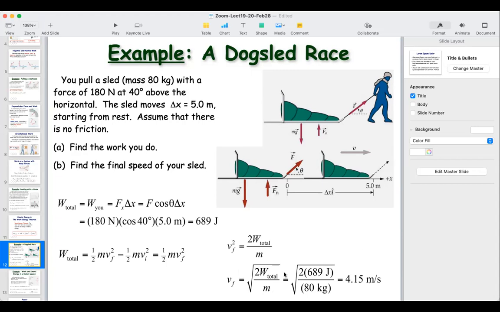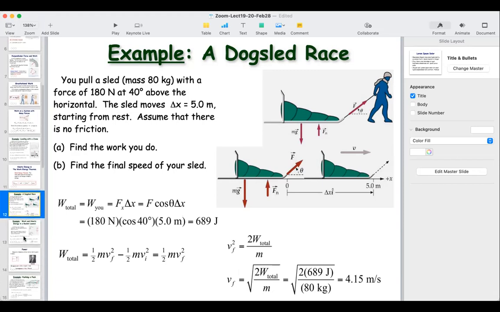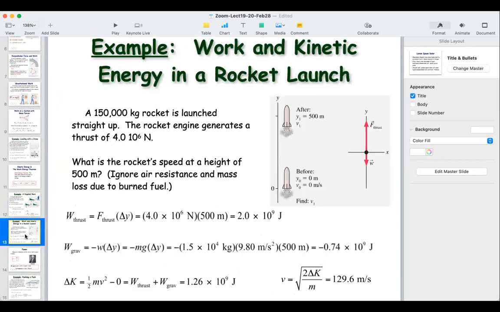Okay, so this is a typical example where you use the work and the work energy theorem. Let's see another one.